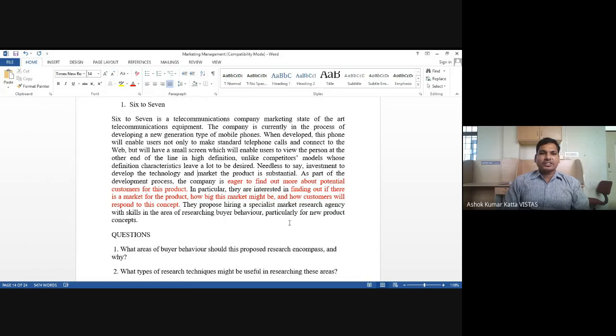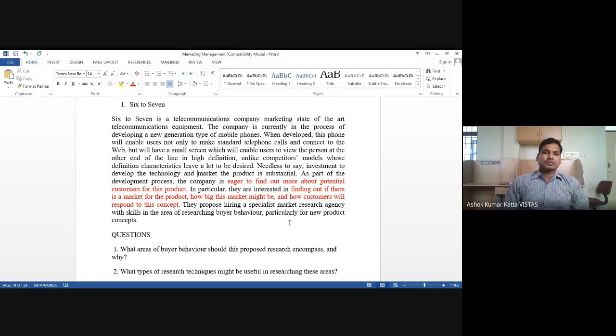Needless to say, the investment to develop the technology and market to produce a particular product is substantial. As part of the development process, the company is eager to find out more about the potential customers for this product. In particular, they are interested in finding out if there is a market for the product, how big this market might be, and how customers will respond to this concept. The purpose is hiring a specialist market research agency with skills in the area of researching buyer behavior, particularly for a new product concept.